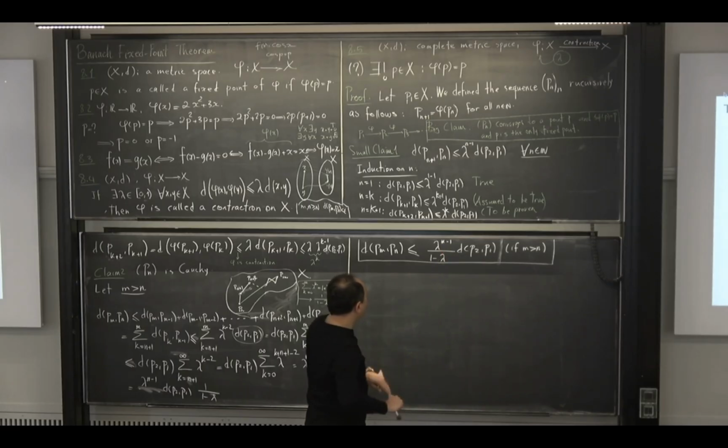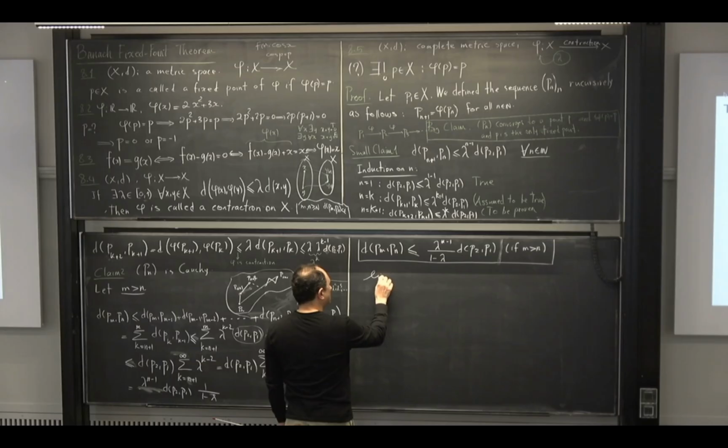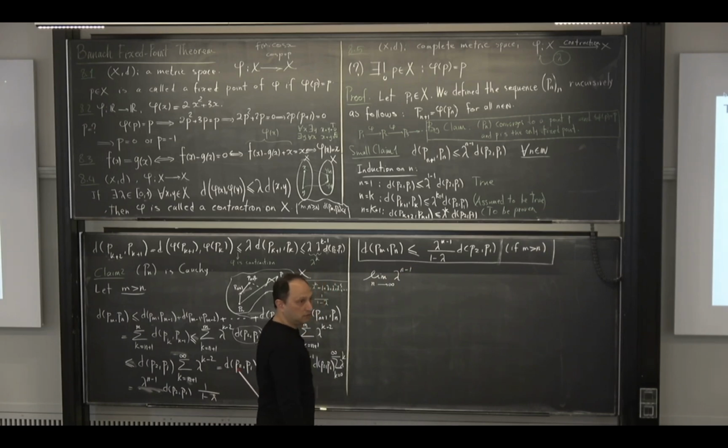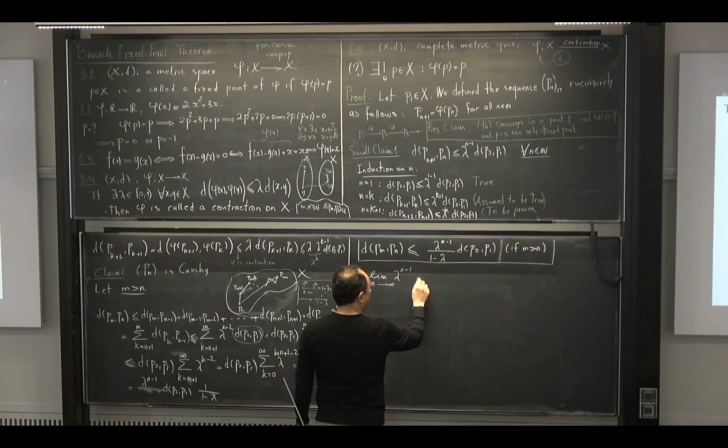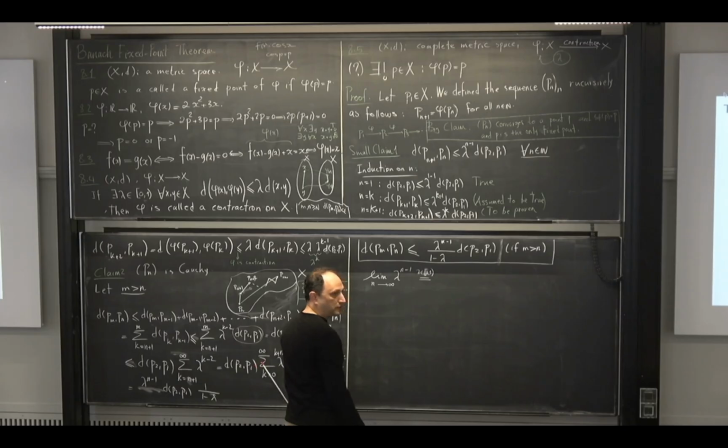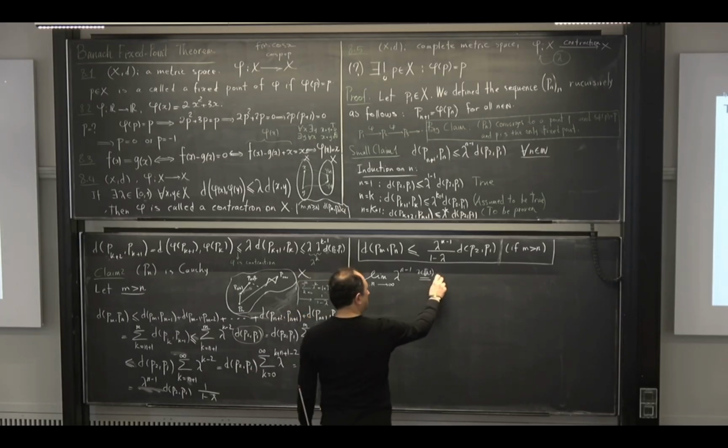So now, do you agree, what is the limit of lambda to the power of n minus 1 when n goes to infinity? Lambda is somewhere between 0 and 1. 0 can be included, 1 not. So do you remember what this is? This is a very famous limit, yes? It goes to 1. No, sorry, 0. It goes to 0. So this limit is 0.